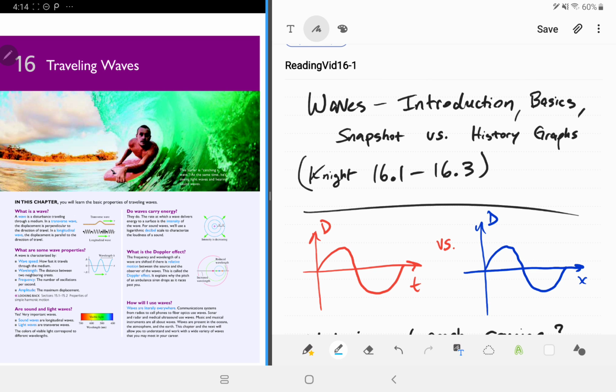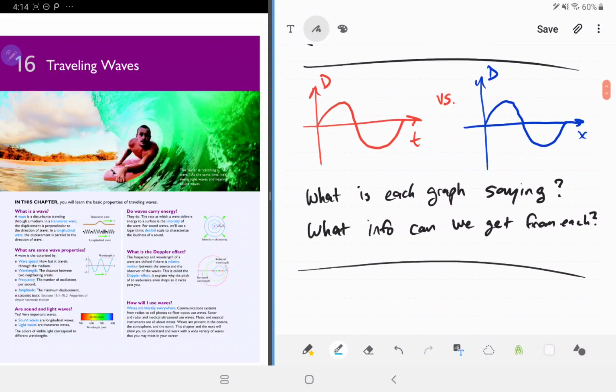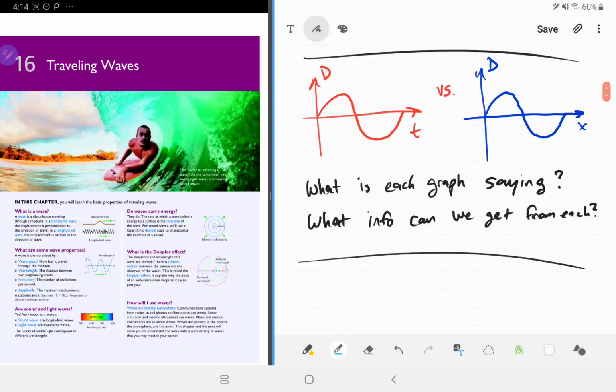The main thing I want to get to in this video is what's the difference between these kinds of graphs. You're going to do a lot of graphical analysis in this chapter, and you're going to see a lot of wavy graphs, sines and cosines. The graph in red is very different from the graph in blue, and we want to be able to describe what each is. Each one is telling us a story, so we want to be able to describe both of those separately, and then combine the two facts as well.